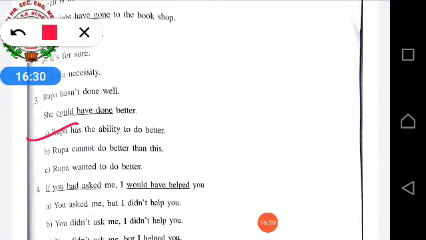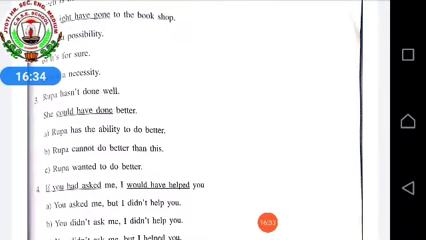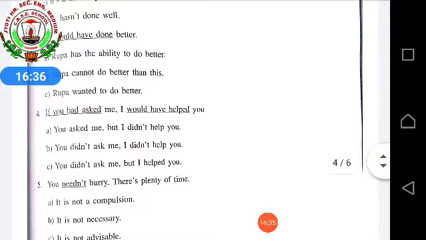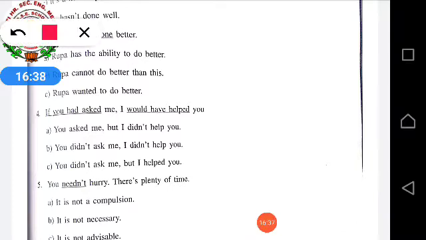Fourth one, if you had asked me, I would have helped you. So here also it is a term of possibility only. So it will be like you didn't ask me, I didn't help you. आपने मुझसे हेल्प नहीं मांगा इसलिए मैंने आपको हेल्प नहीं किया. अगर आप मुझसे हेल्प मांगते तो मैं आपको हेल्प करता या करती. It is like that. Okay.